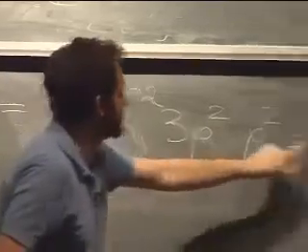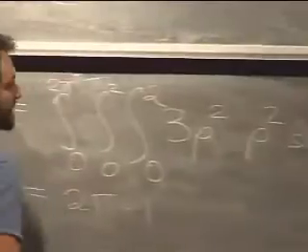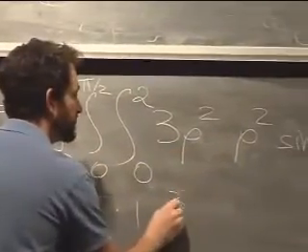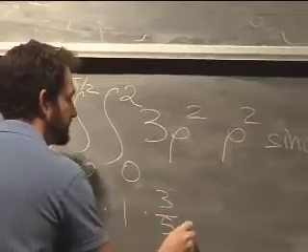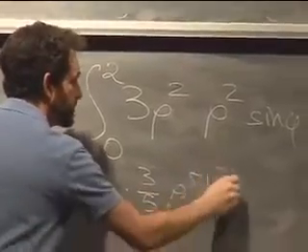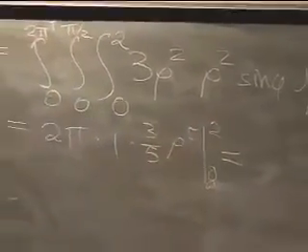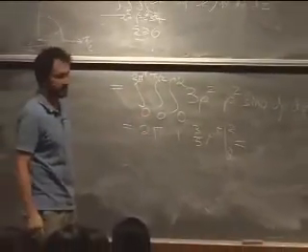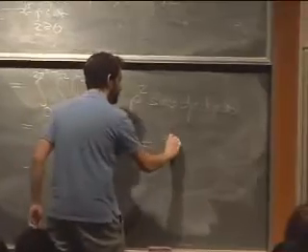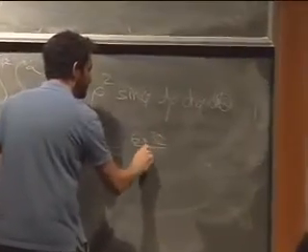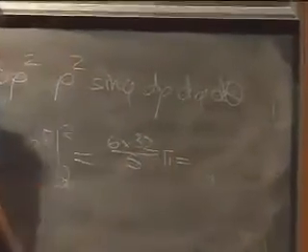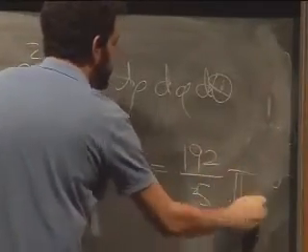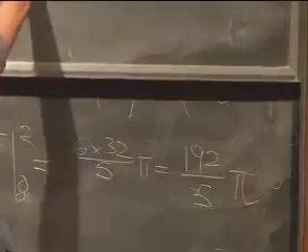I happen to know the integral of sine phi is 1. And this is rho to the 4th, so it'll be 3/5 rho to the 5th between 0 and 2. So that is 6/5 times 2 to the 5th, which is 192 over 5 pi. And so we can now fill in this piece.